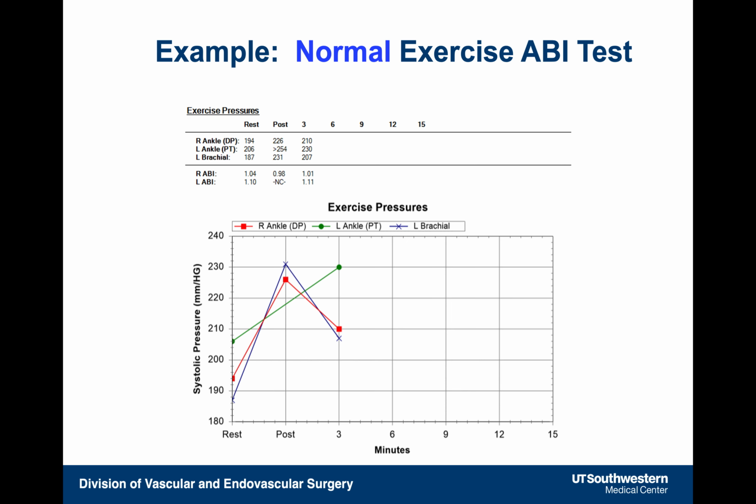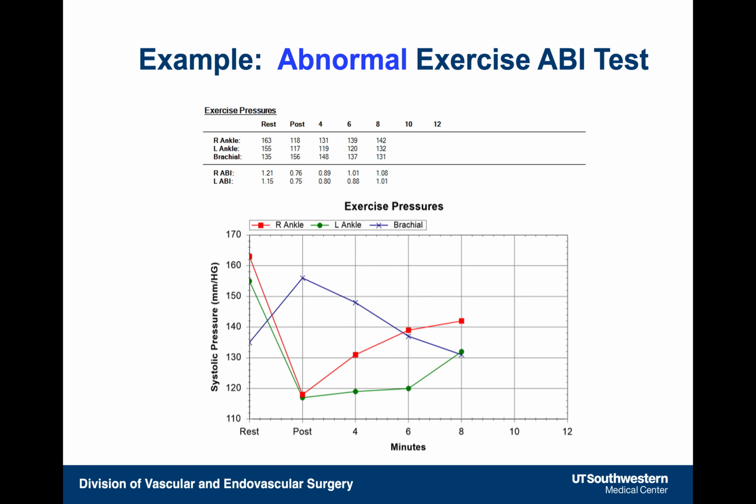So now some examples. This is a normal exercise ankle brachial index. You'll see this is the brachial pressure in purple, the right ankle in red, the left ankle in green. And what you see is at rest, you see the pressures here, but with exercise, the brachial pressure actually goes up considerably, and the right ankle pressure also goes up in parallel. The left is a little strange, and it doesn't go up initially, but certainly by 3 minutes it goes up. So this would be considered a normal test result, certainly not positive.